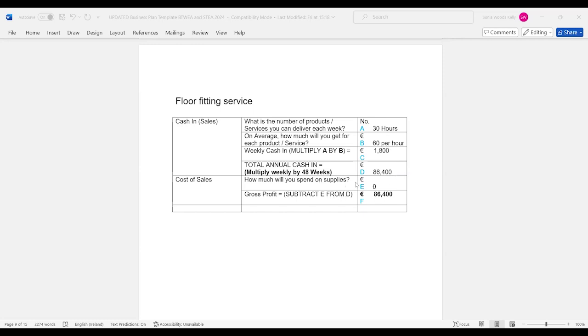Now, as regards supplies, in this business model, the business owner is purely just selling their time or their labor. So they're not going to be buying any products in order to generate the sale. It's purely just labor that they're selling. So the cost of sales is 0 and the gross profit is 86,400.